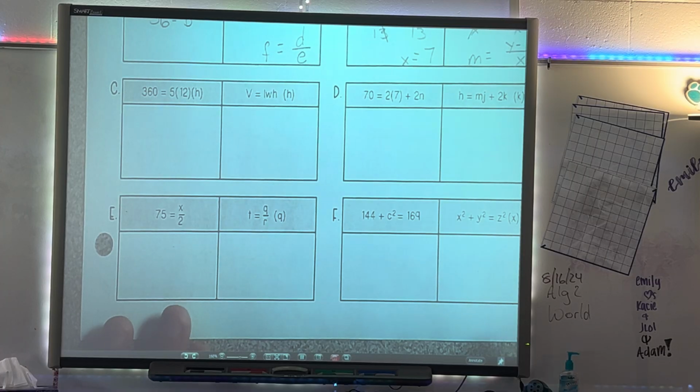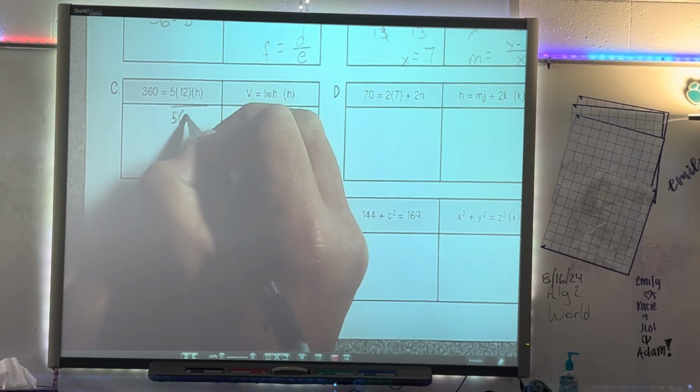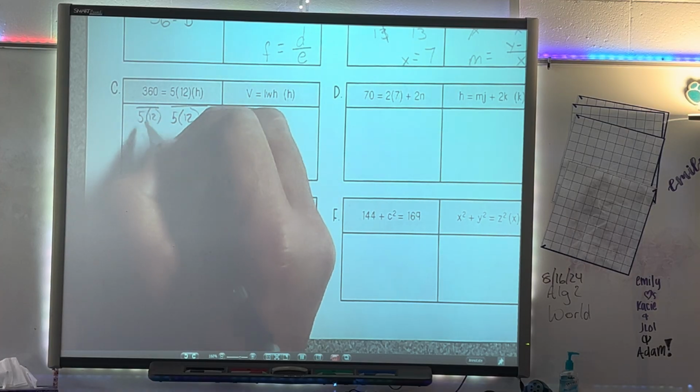Alright, this problem here, they want me to solve this for h. So I have 5 times 12 times h, right? So I can get rid of 5 and 12 at the same time. Are you okay? Because they're connected to h in the same way. So I can divide them both together. Are y'all alright that I can do that? Okay. So I can divide by 5 times 12. And I can divide by 5 times 12 over here, which is 60.